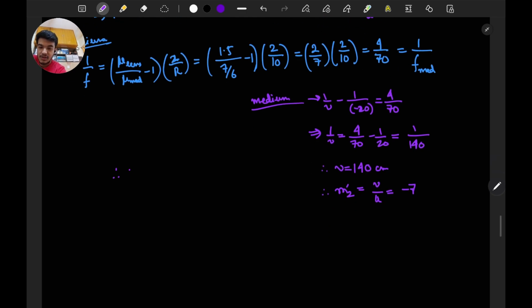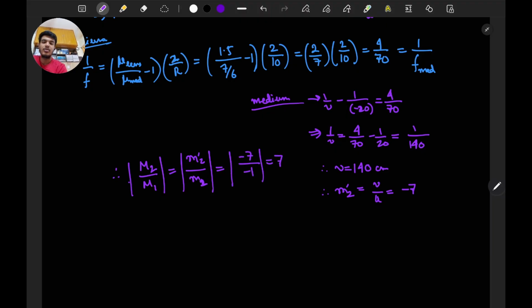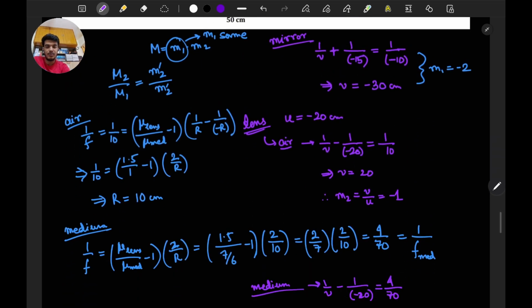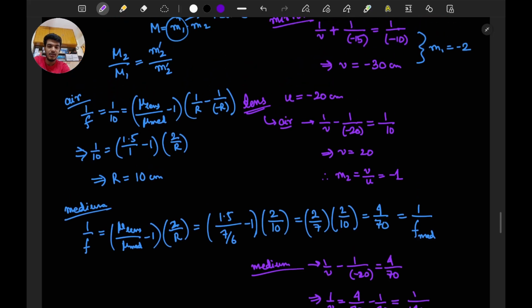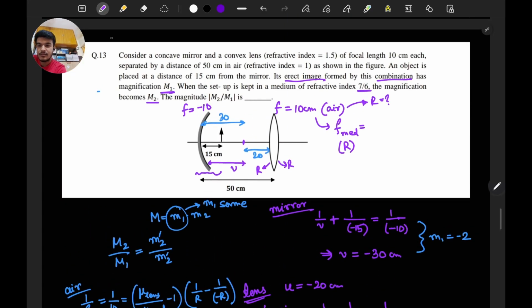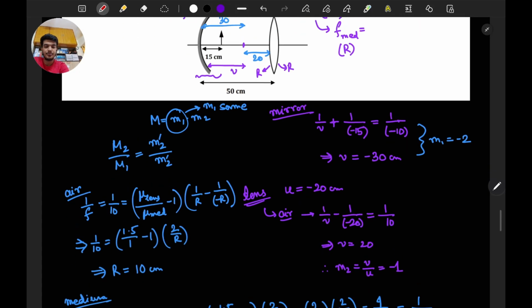So my ratio of magnifications, as I already mentioned, is M2 dash, the new magnification due to refraction, by the old magnification through the lens, M2. This would be equal to minus 7 by minus 1, so 7. So my ratio is equal to 7. You can see the entire process. It's also a very easy question. So the answer to question 13 is 7.